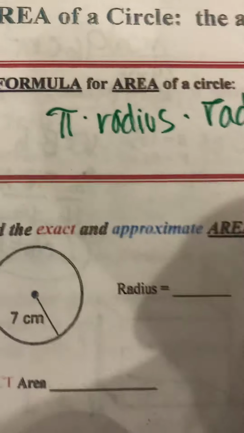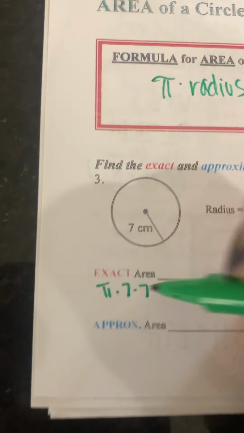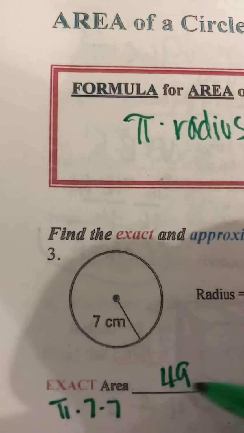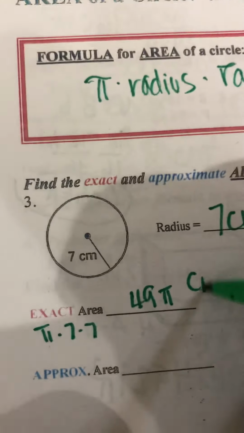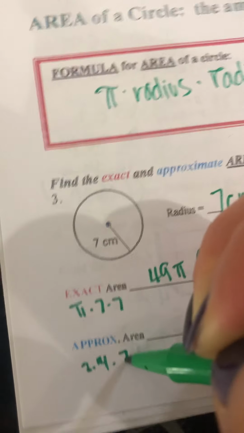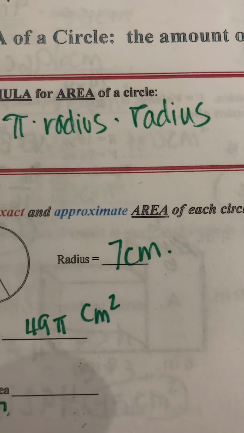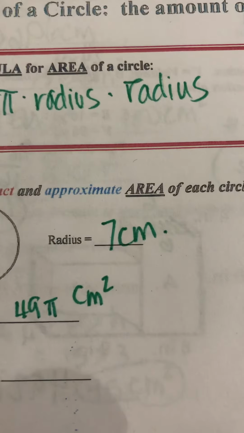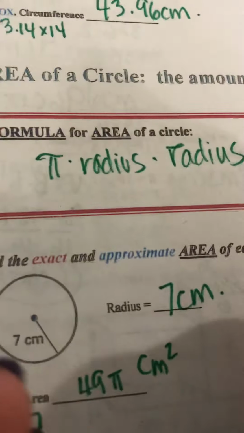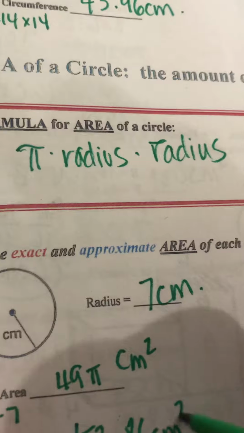Pi times radius times radius. So my radius here is 7. Exact area, pi times 7 squared, or 49 pi centimeters squared. Approximate, 3.14 times 7 squared. Or I could also say 49 times 3.14, right? That's the same thing, 153.86. 153.86 centimeters squared.